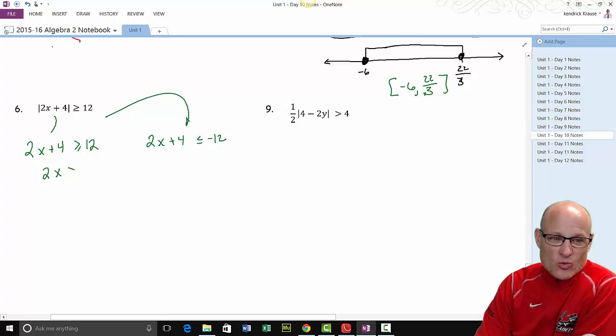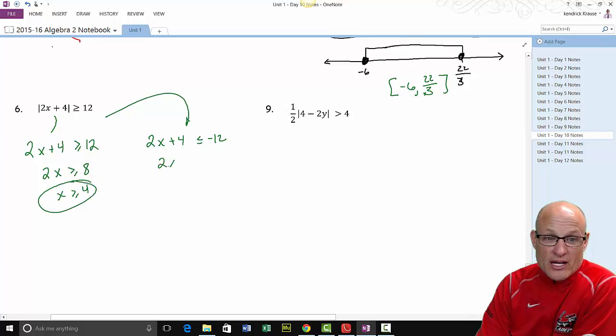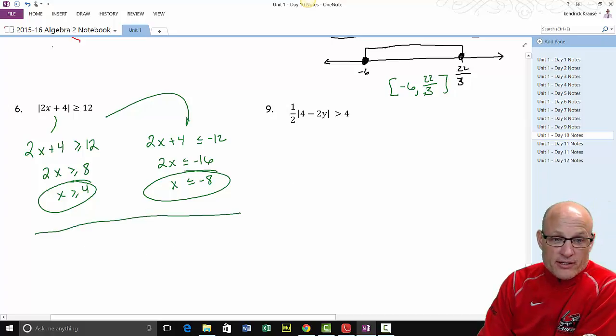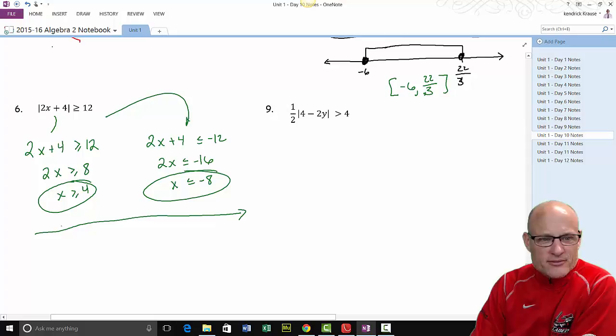2x is greater than or equal to 8. X is greater than or equal to 4. 2x is less than or equal to negative 16. X is less than or equal to negative 8. All right. Throw these puppies on a number line. Oh, yeah, that's a number line. You'll do a much better job.